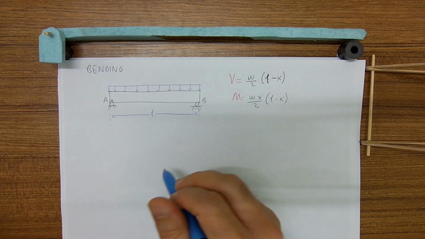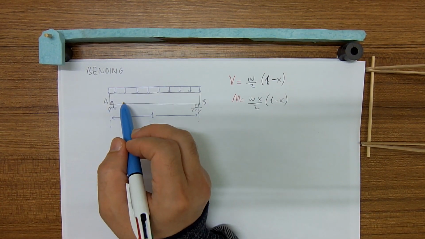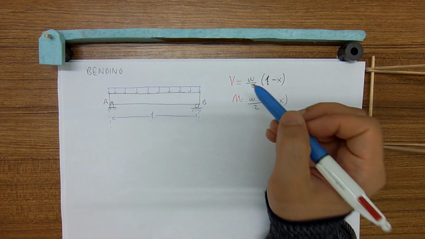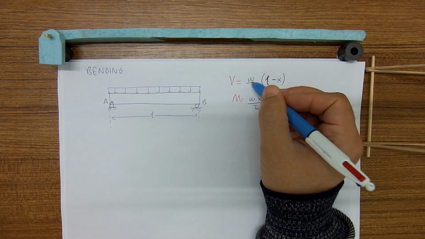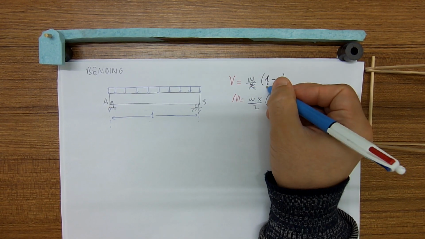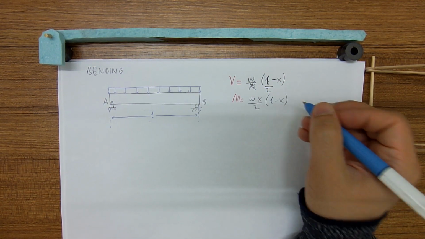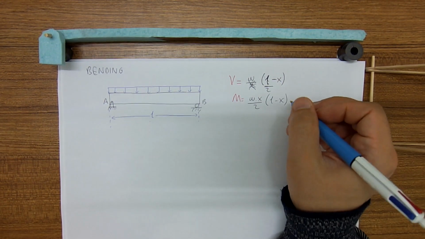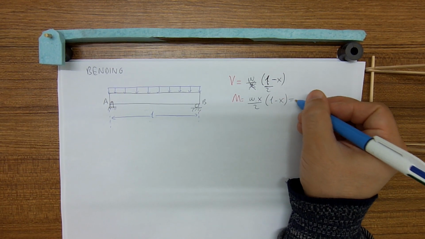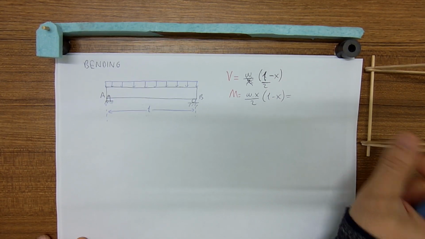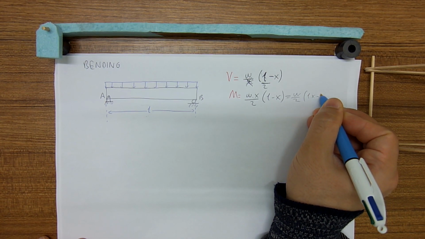Hello everyone, in the previous lesson we found what V and M are for any specific section on this beam, but I just made a mistake. This 2 is not here, it is here. So this is the correct one, and we can put the x inside the parentheses here, and it would look better. W over 2 times (Lx minus x squared).